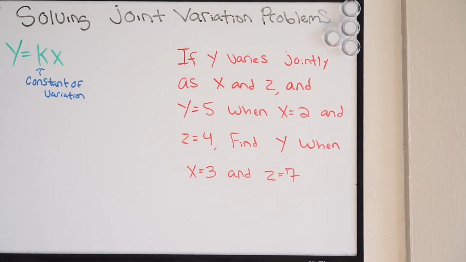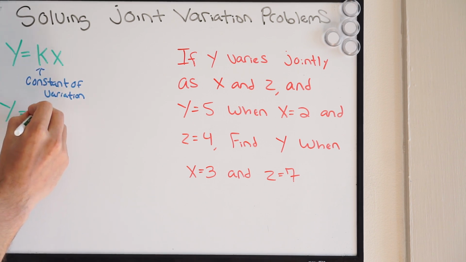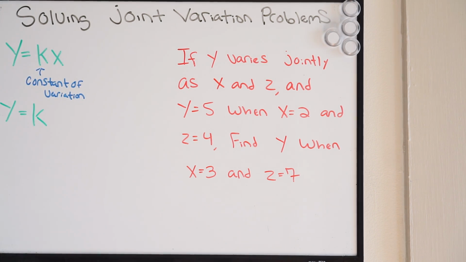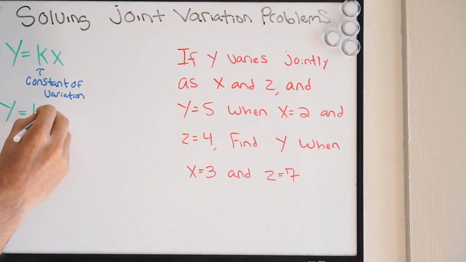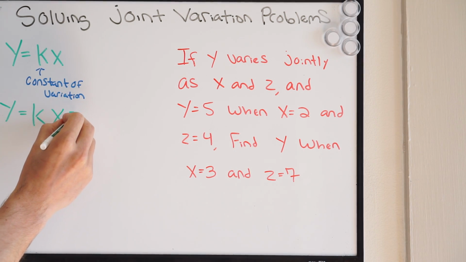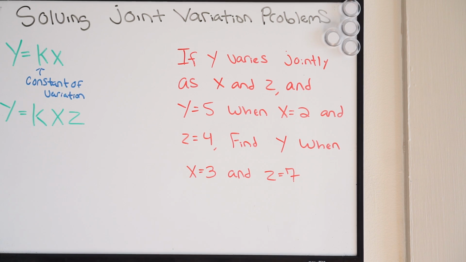So what are we trying to find? Well, we're trying to find y, so y is going to remain as y. And then we'll have y equals k. And then what are our two variables here? Well, it's going to be x and z, right? So x and z.